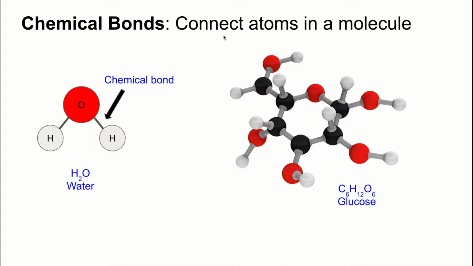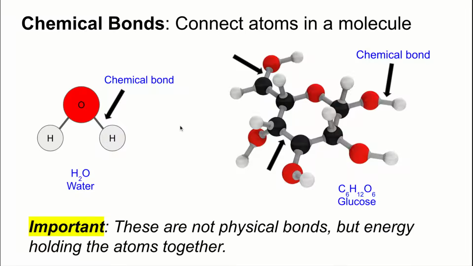So chemical bonds, here's our definition, connect atoms in a molecule, and you can see chemical bonds as these connectors between atoms. What's tricky, but really important to remember, is that even though we've represented these as a physical thing or a line, these are not physical bonds or physical objects. They are energy holding the atoms together. Chemical bonds are not anything physical, it's actually just energy holding the atoms together.